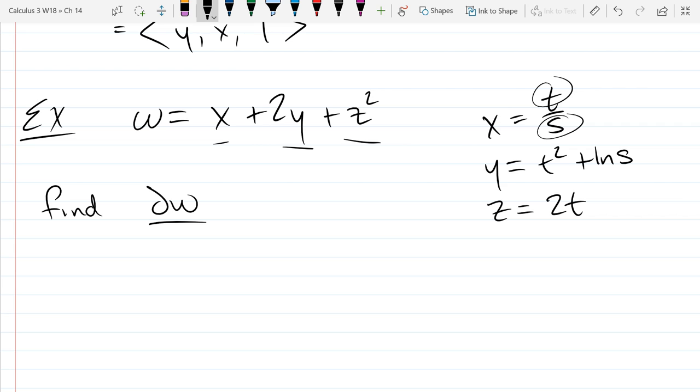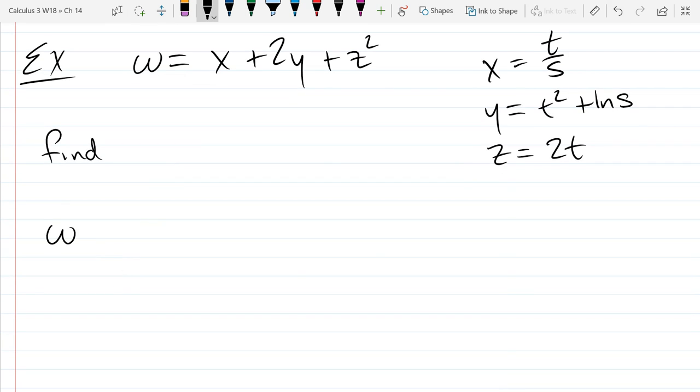Now, partial x, partial y, partial z are way faster to compute. There's no chain rule. So let's go ahead and get those partials first. They're going to be way faster. So I won't even write what we're finding until we write these partials. So there's wx, wy, wz. These are super easy to compute.